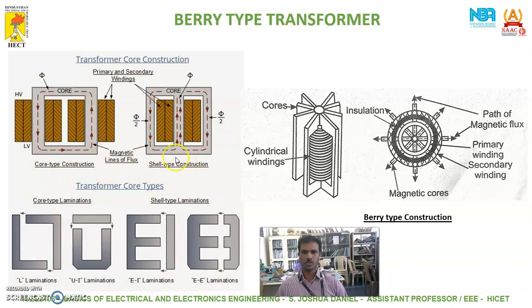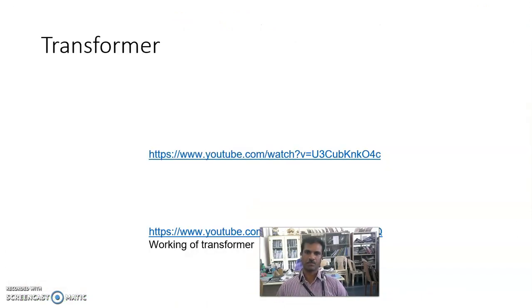Similarly, in a shell type also, you are placing both the low voltage winding and the high voltage winding, and you can see the different types of laminations: L type, U type, I type, E type. Why are these laminations used? They are placed opposite to each other when they are stacked, right? So as to reduce the magnetic leakage. So these are the different types of transformers based on their construction.